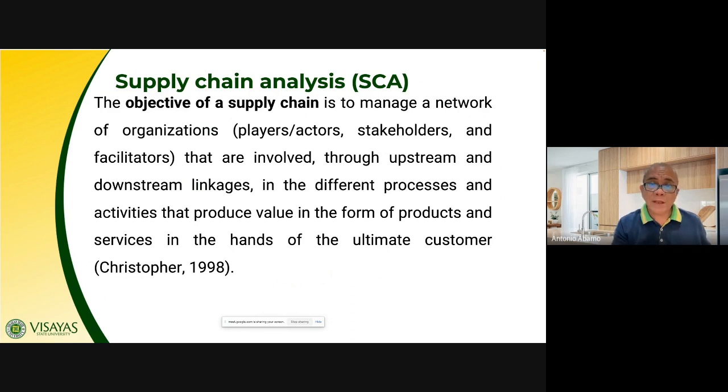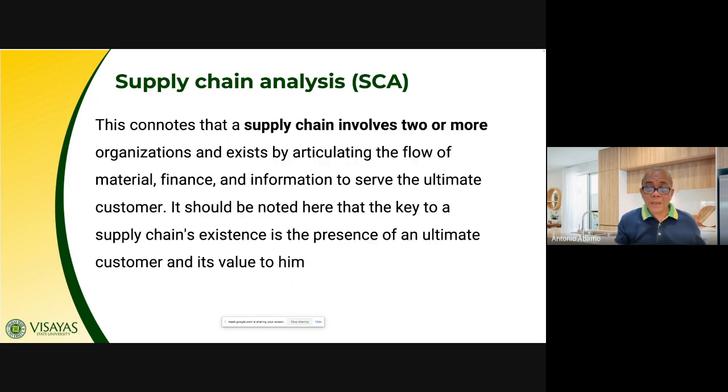That means to say, the cost is kept at the lowest possible, that will make price and profit very competitive. Okay. Supply chain involves two or more organizations aligned together. It should be noted that the key to a supply chain's existence is the presence of the ultimate customer and its value to him. Okay, so the person at the last node of the chain is very important to everybody.